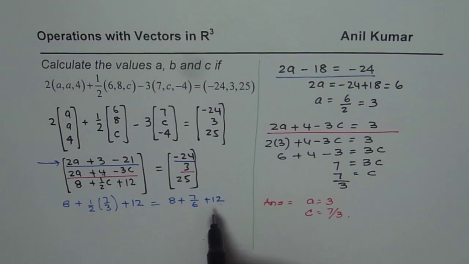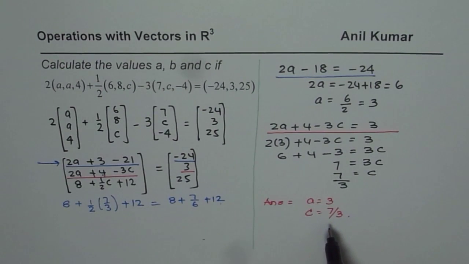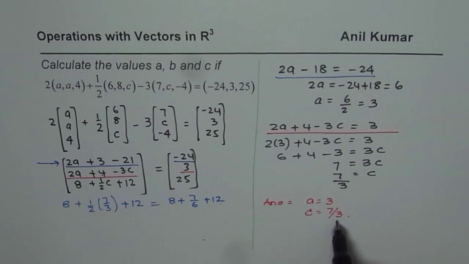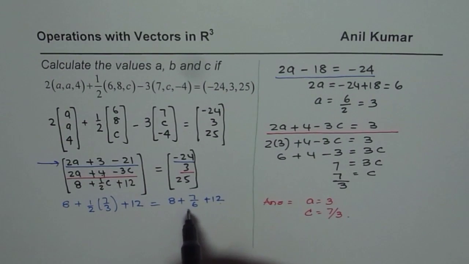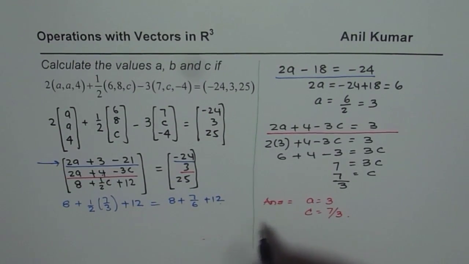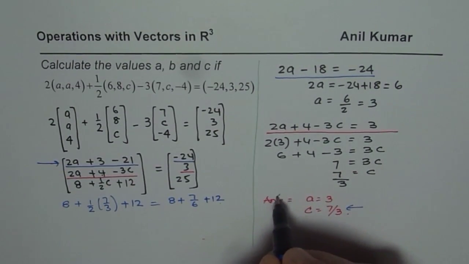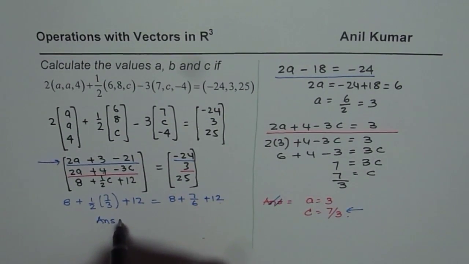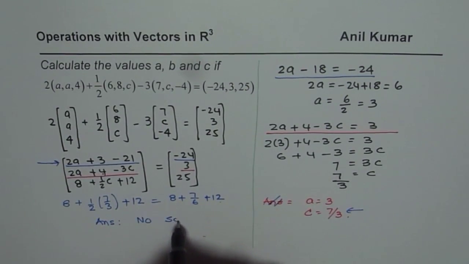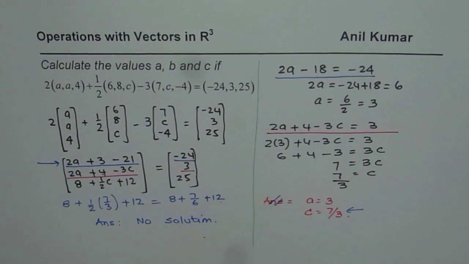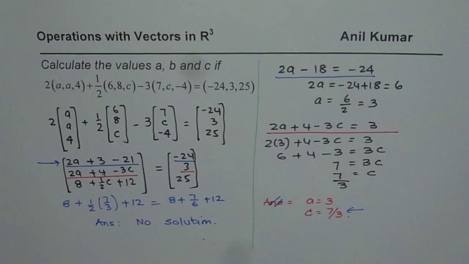But the method is, I hope, clear to you. We could also say in this particular case, if you get this question, that because we found these two solutions, it is not equal to 25, this is not 25 for sure, right? So since this third row is not satisfied, this does not work. So we say the answer is no solution. So for this particular question, the answer is no solution, right?